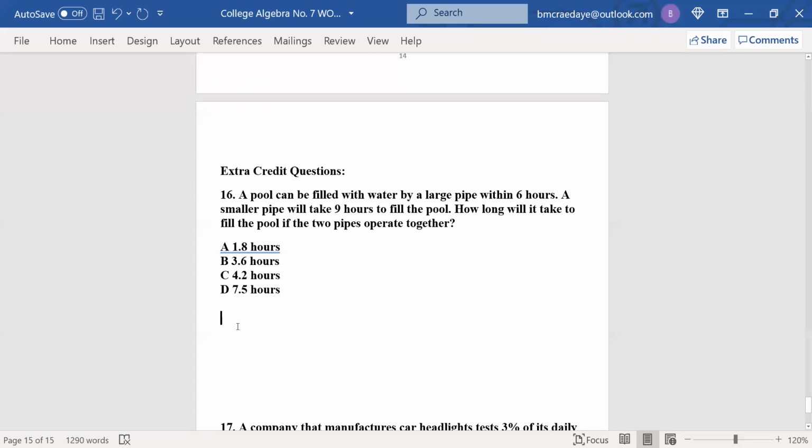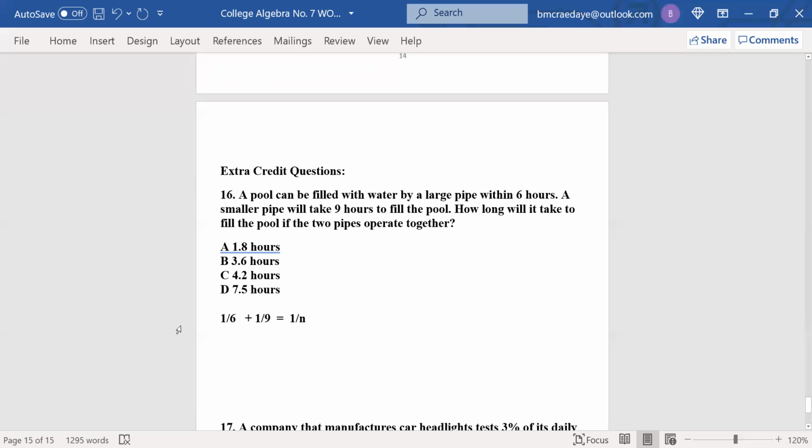Okay, so you'd have 1/6 plus 1/9, and that's equal to 1/n. And we want to solve for n.